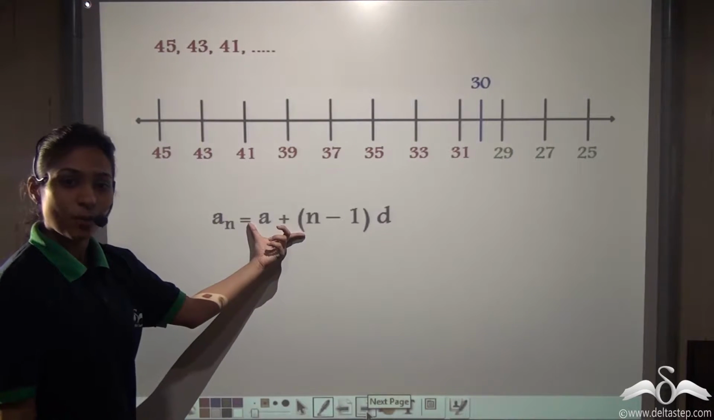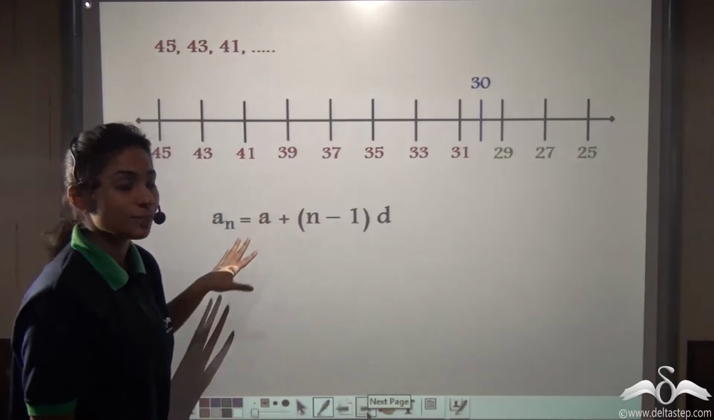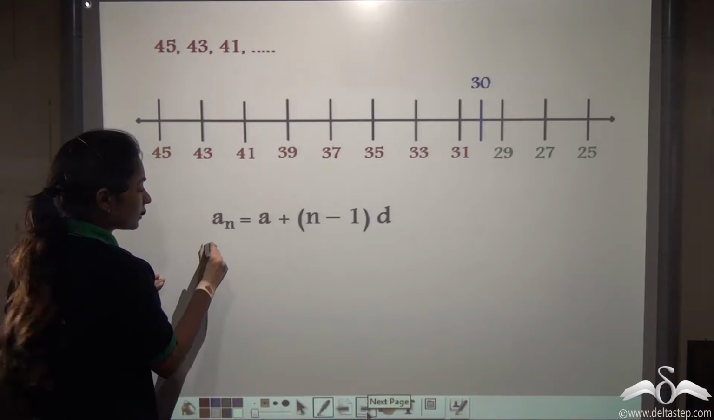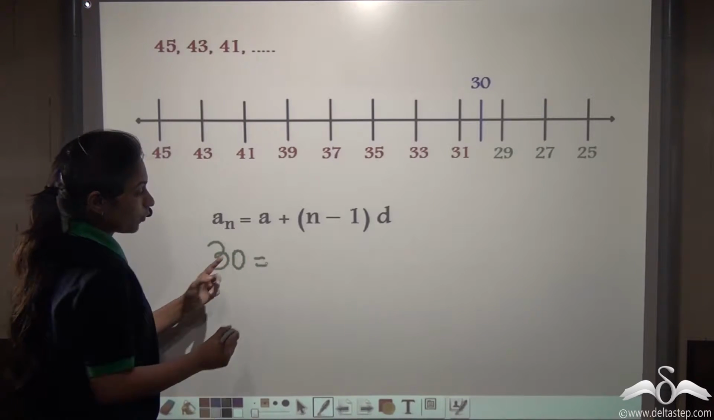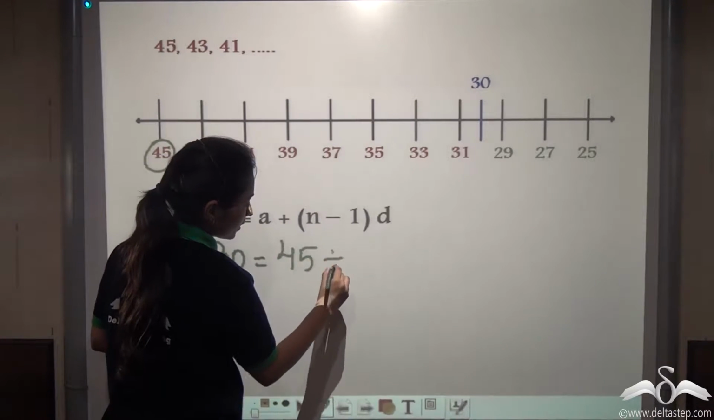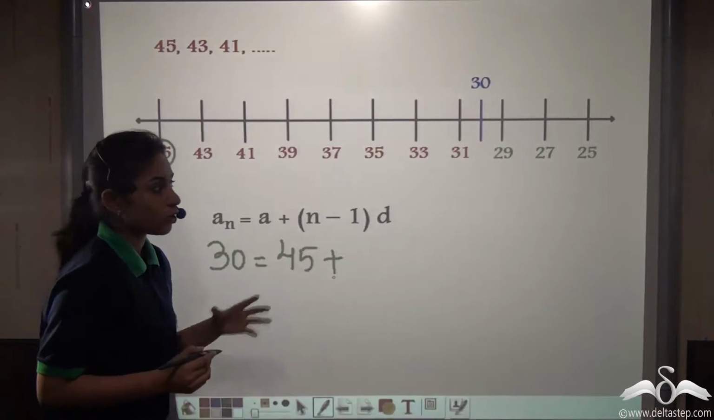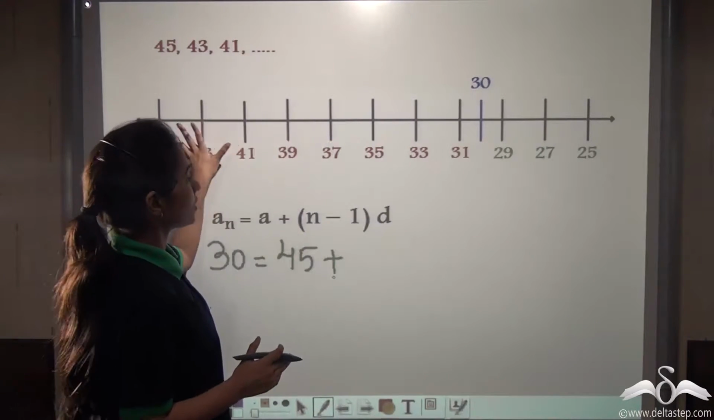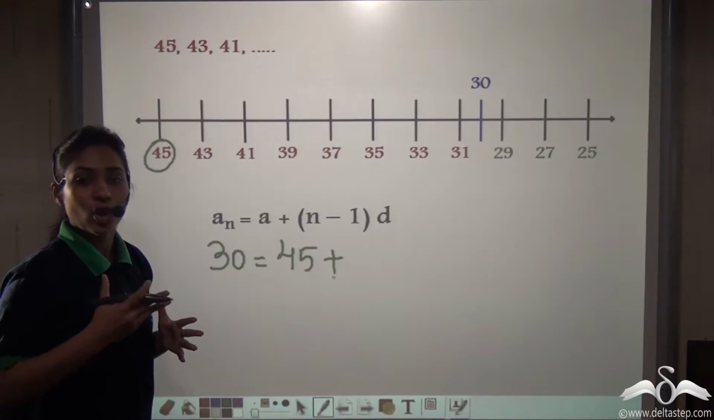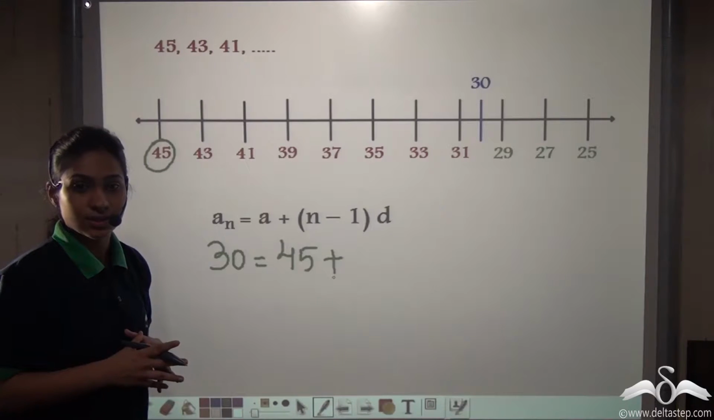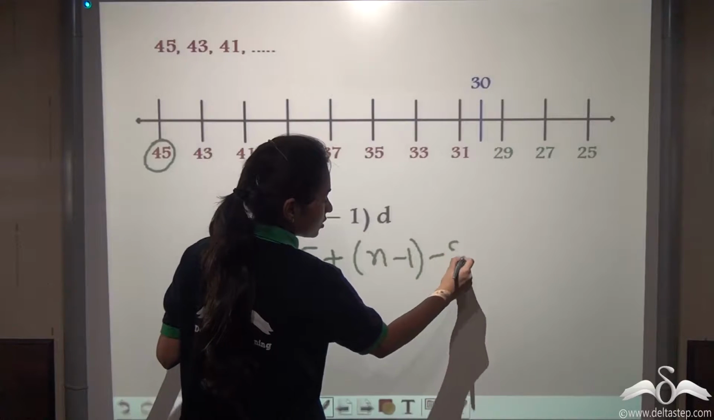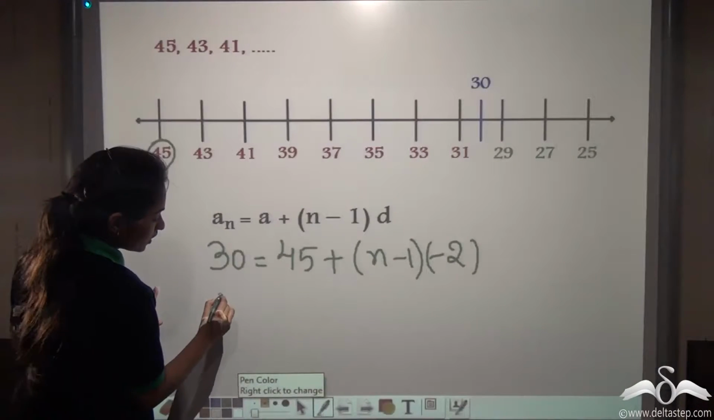Now we know that from this formula we can check whether 30 has some position or not in this AP series. So the nth term would be 30. What is the first term? It is 45 plus n minus 1. Well, we do not know what is the position of 30 here. Do not see the position from the number line. Just think you do not know the position of 30, or you can say you do not know on which day she will cross this 30 seconds. So this n minus 1 we leave it and d is minus 2. So we solve this.